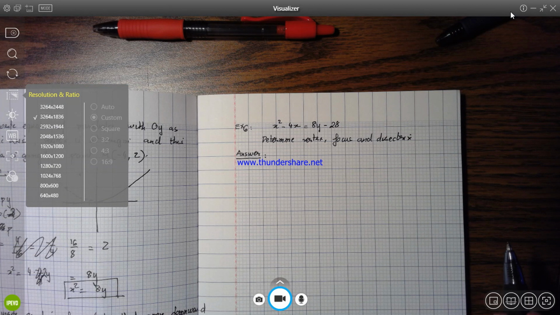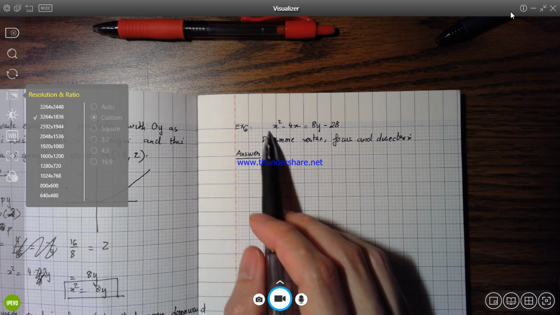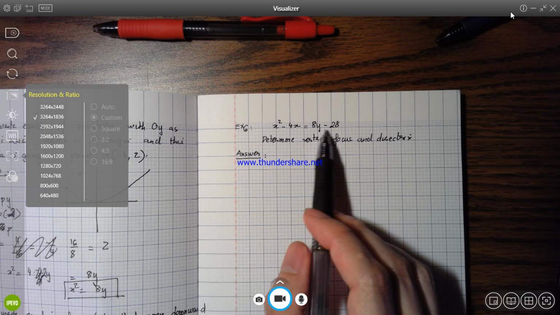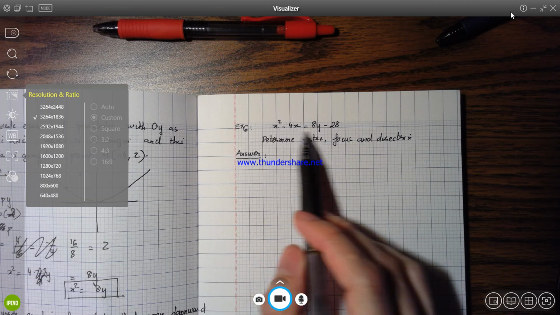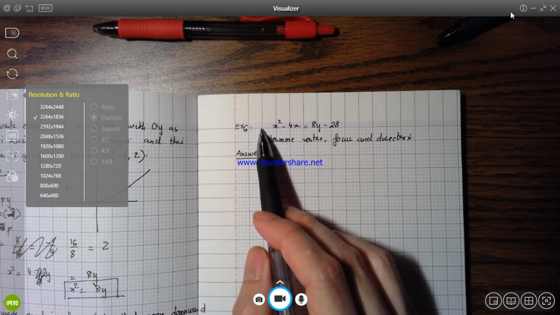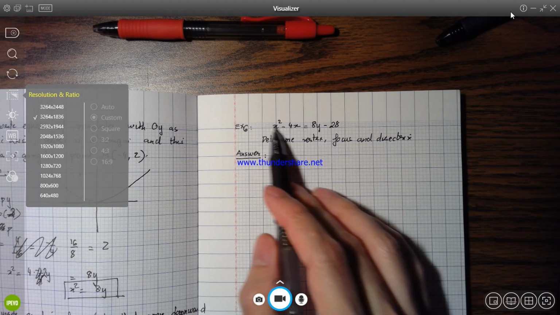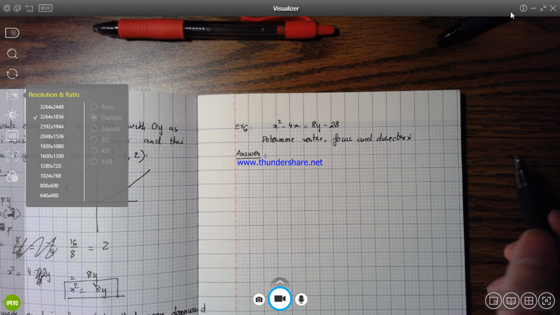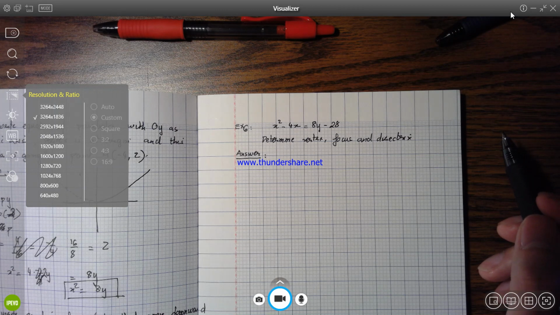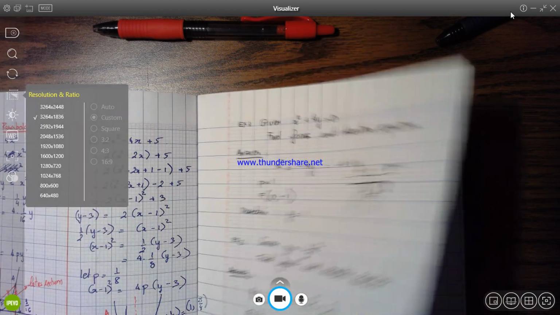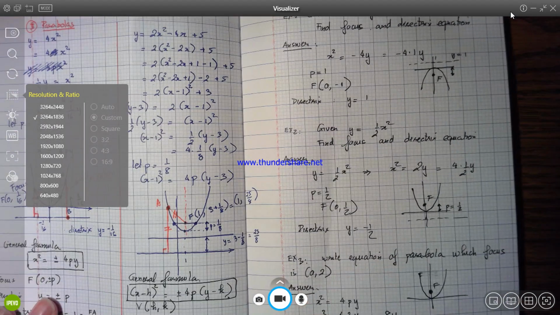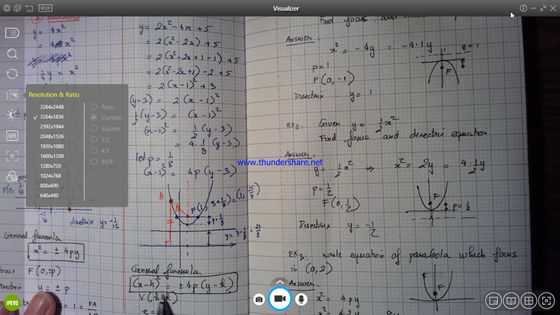By looking at the equation right over here, we probably know that the vertex of this parabola is not at the origin, because if it were at the origin, it would look very simple. Over here, this doesn't look simple at all. That's why the vertex is not at the origin, and that's why we have to complete the square to bring it back to this form right here.